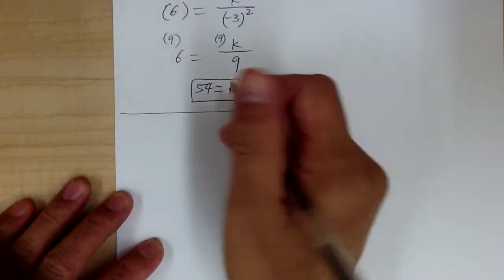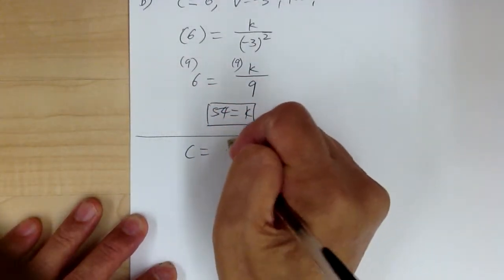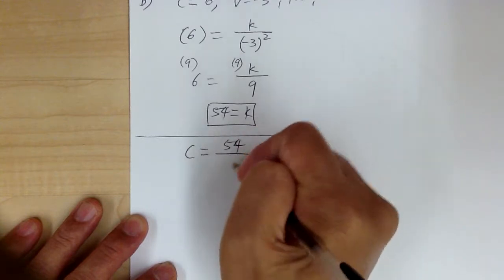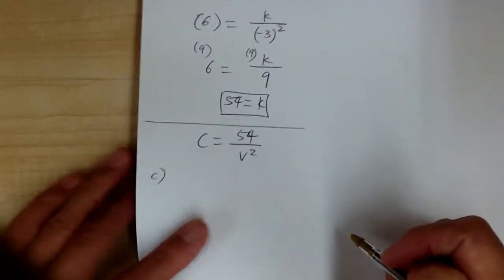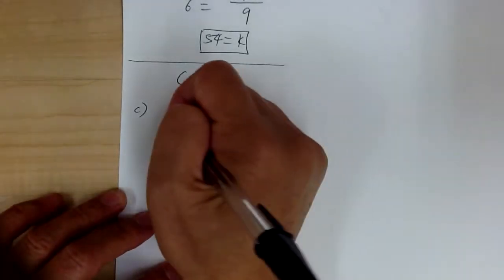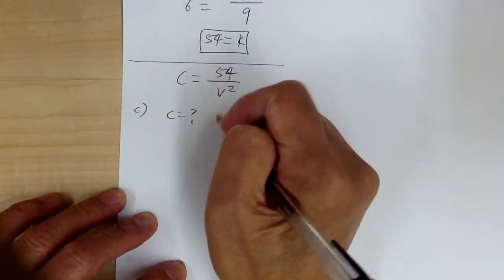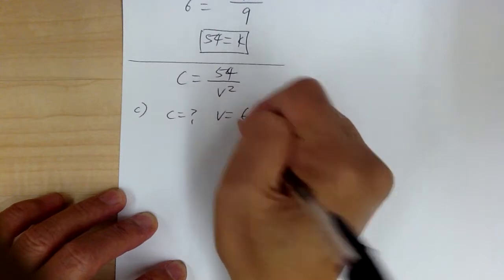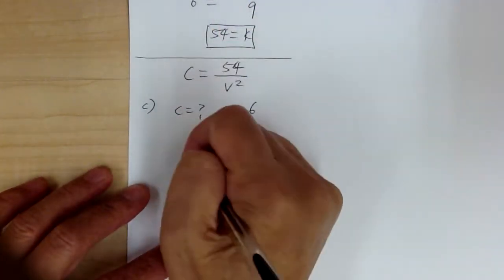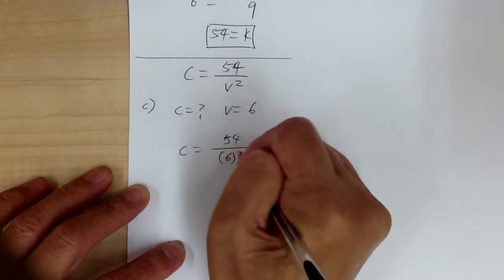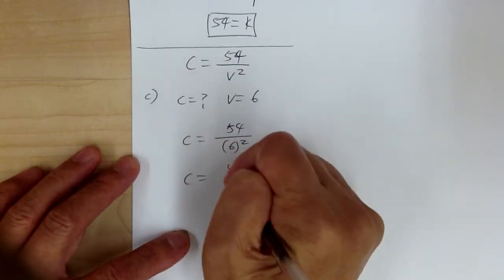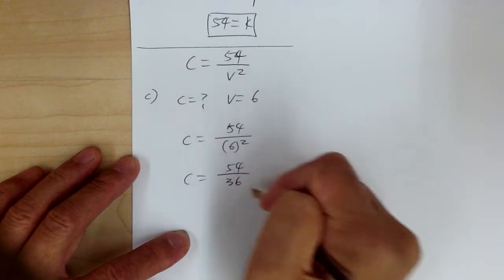Okay, once you find k, you update your equation right away. So you got c equal to 54 over v squared. Update your equation before you do part C. So part C, it says find c when v equal to 6. So you substitute, so c equal to 54 over 6 squared. So c equal to 54 over 36.